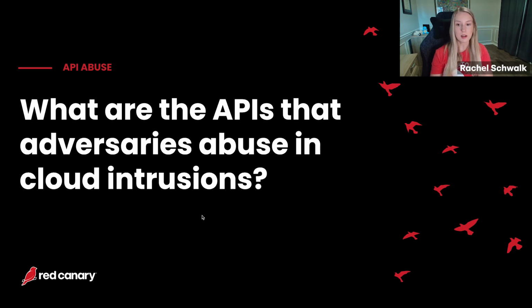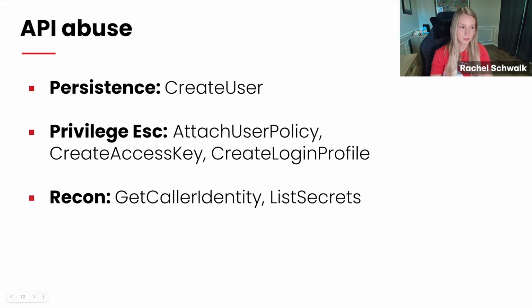What are the APIs that adversaries are abusing in cloud intrusions? First thing you might see is create user. An adversary will want to have persistent access into that cloud environment, so they'll often just make their own user. But they also might want to escalate privileges, so they may attach a user policy such as an administrator access policy, and that would allow them admin access.